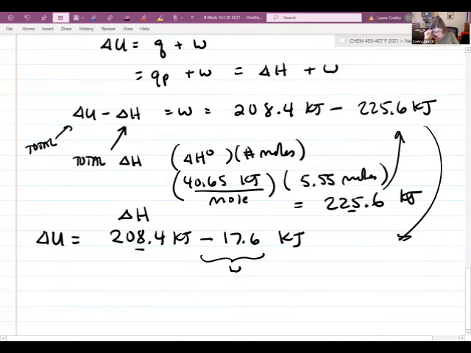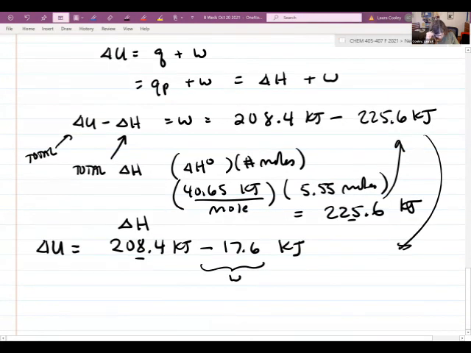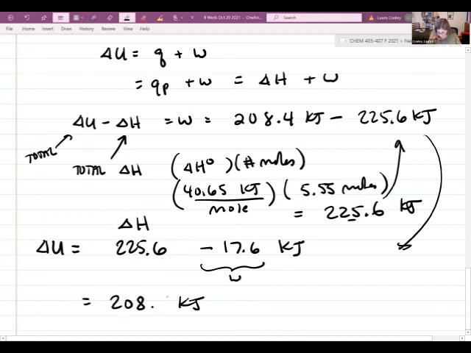Hold on, something's not right. Yeah, so what's wrong here is I put in the delta U here and not the delta H. This is 225.6. And when you subtract that, you actually get 208, I think 0.4.